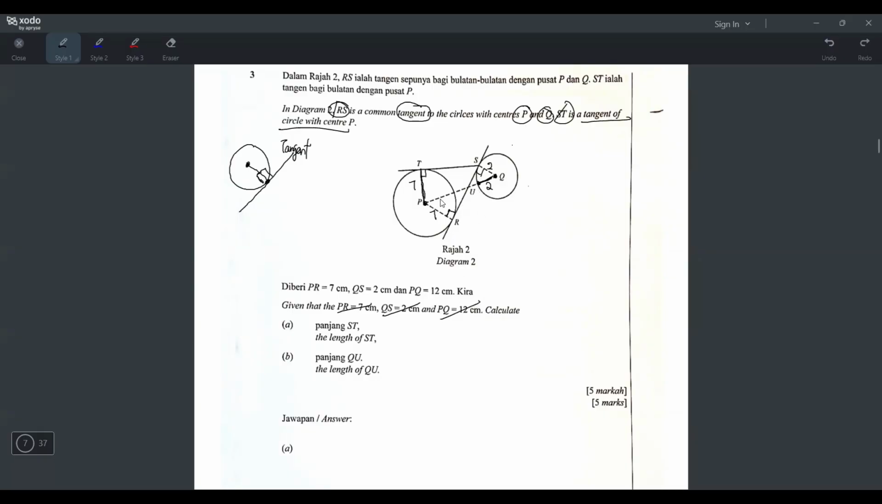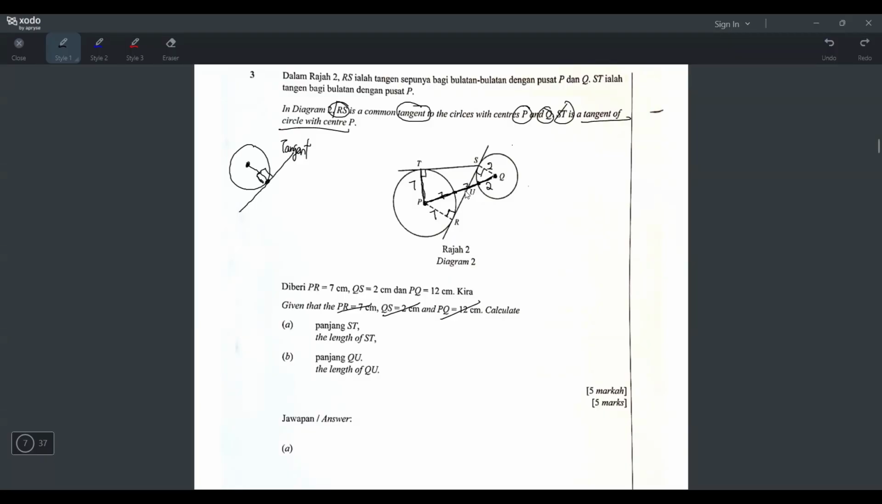PQ is 12. Okay, where is it? Oh, P to Q also is like a whole line. So from here to here is 12. But here to here we know already is 7, right? Just now. So if the whole length from here to here is 12, we can take 12 minus 7 minus 2, which is 3, and the 3 will be from here to here, right?